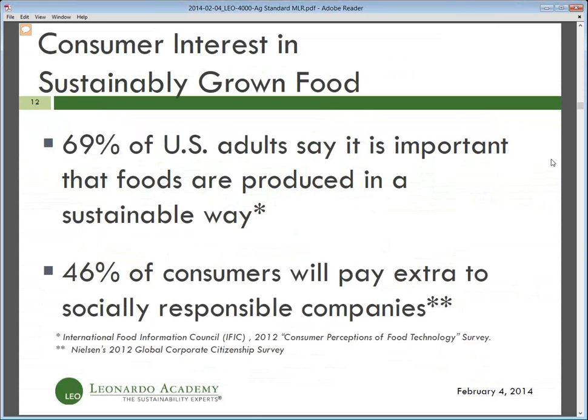There's been a growing amount of consumer interest in sustainably grown food. The International Food Information Council did a survey in 2012 and found that 69% of U.S. adults say that it is important that foods are produced in a sustainable way. Nielsen also did a survey in 2012 and found that 46% of consumers are willing to pay extra to socially responsible companies, and that would include agriculture.